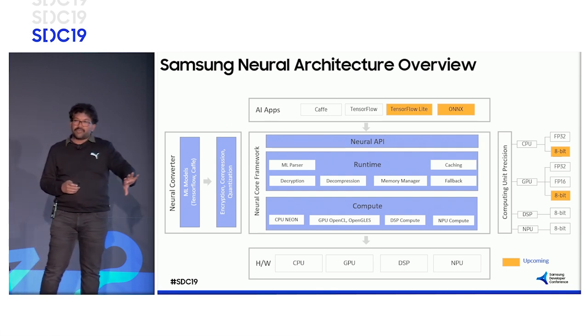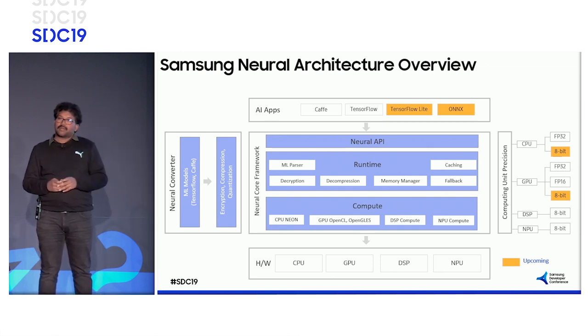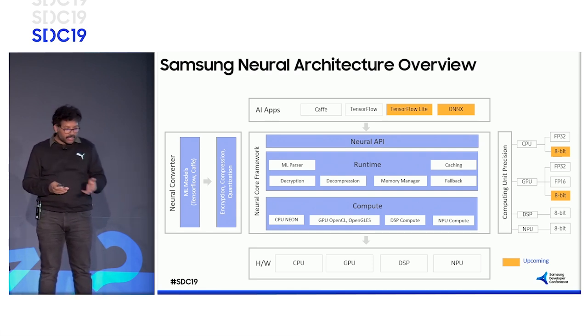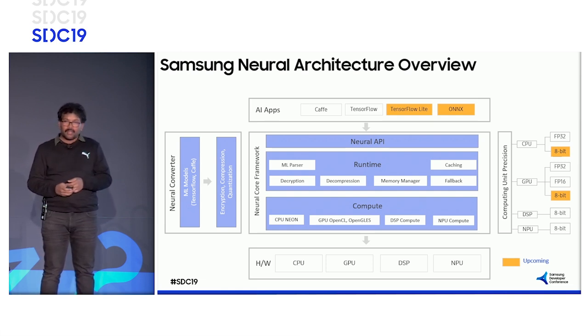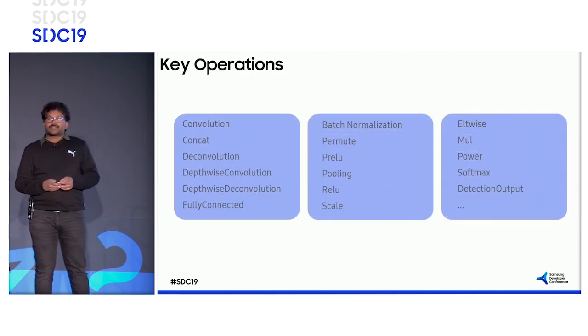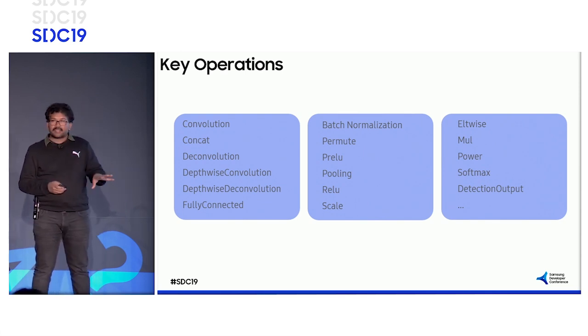Now, this is a brief of the neural architecture. The precisions: typically CPU and GPU support floating point and half precision. But DSP and NPU support only 8-bit as of now. Maybe in the near future we may see 16-bit fixed point. Let's move to the next slide. Some of the key operations are noted here based on our experience. This is just a list. It's not the complete list. You can find the complete operation list in Samsung Neural.